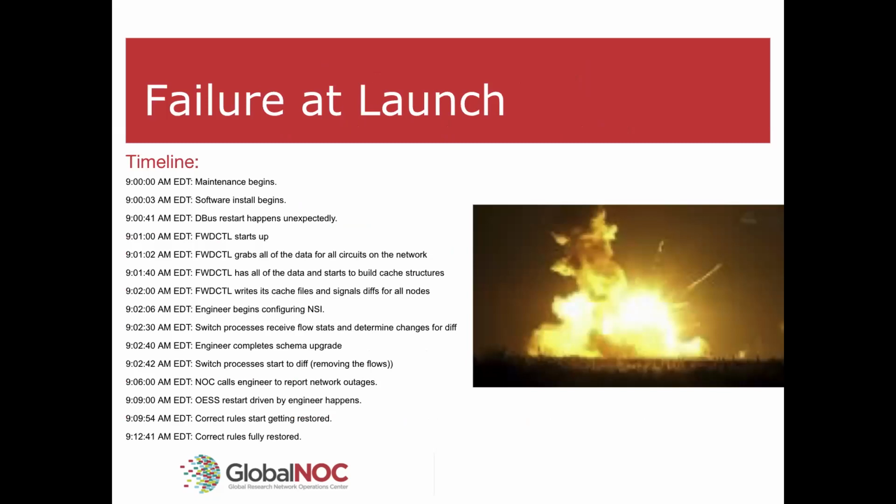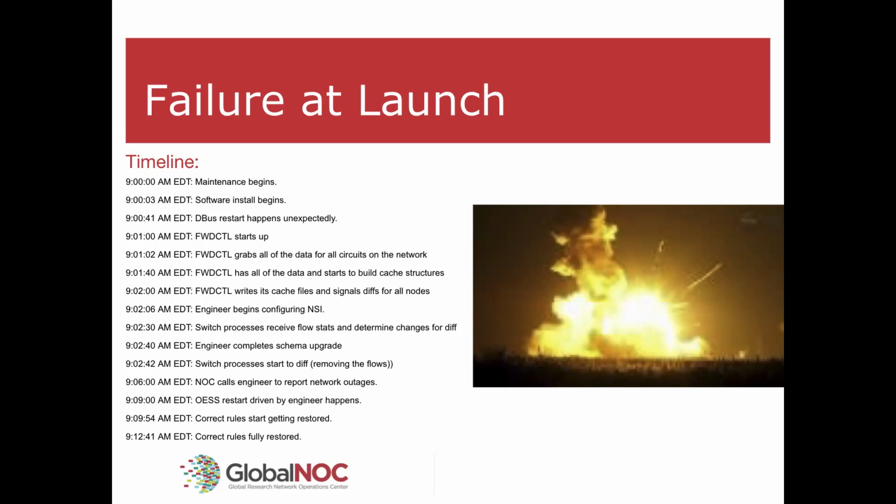There's a timeline. Essentially what happens is the maintenance began, our engineer goes and installs the new software code, and that causes one of the processes to restart. We didn't expect it to happen. And that kicks off basically a restart of the system while he's in the middle of doing the maintenance. We hadn't stopped OESS. We liked doing OESS upgrades while OESS was running, so that way there was as little downtime as possible. But when this kicked off restarting OESS, it basically said, I'm going to go diff the network. And it went to the database to pull all the circuits and didn't find any.